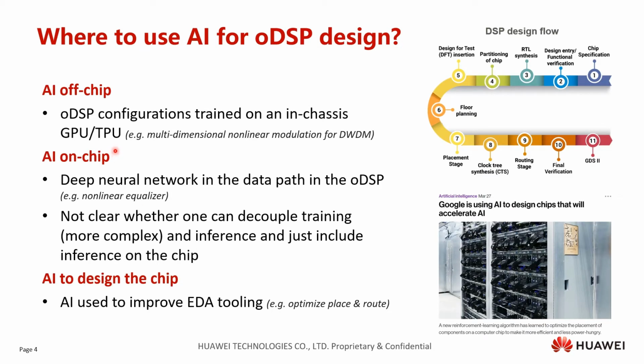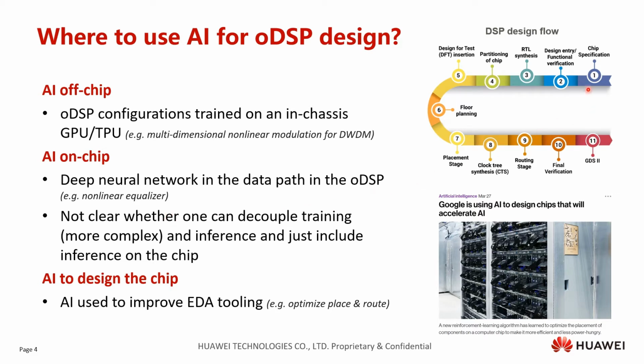So where can we use AI for our DSP design? We can use it off-chip to configure the ASIC, which doesn't contain any AI itself, by off-chip GPUs or TPUs. An example here would be a multi-dimensional nonlinear modulation scheme, which is optimized for a given optical link. Or we could even go to the next step and put deep learning and AI into the ODSP to act as part of the signal processing, as a nonlinear equalizer. Here, one needs to find a careful trade-off between the capabilities that complex deep learning has and actual implementability, making sure that it does fit into silicon.